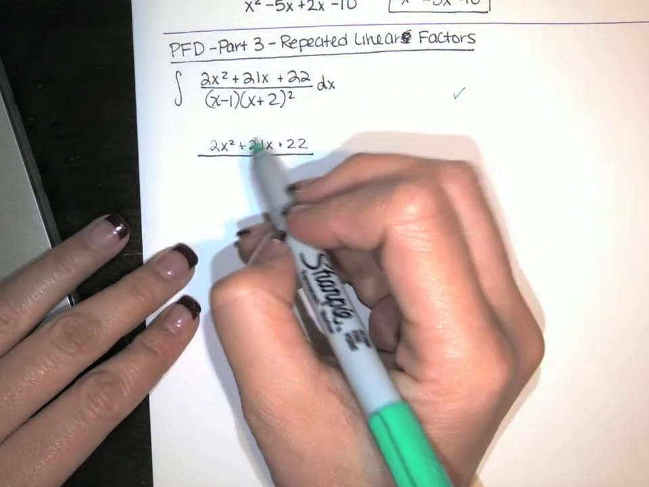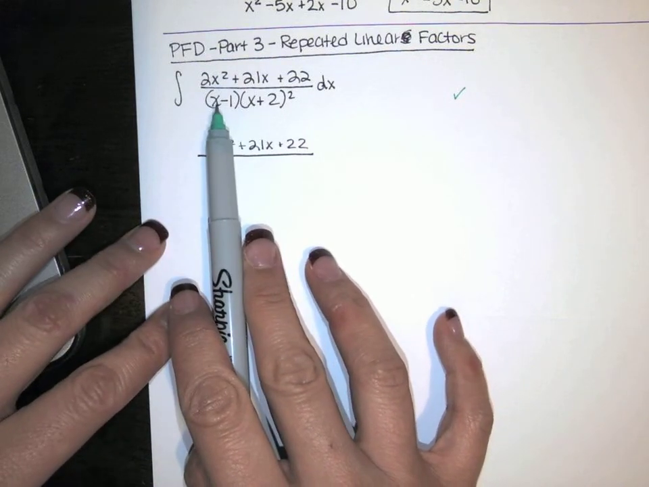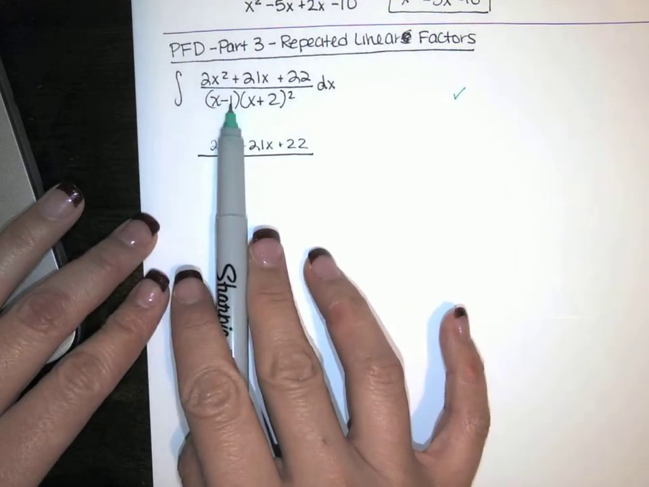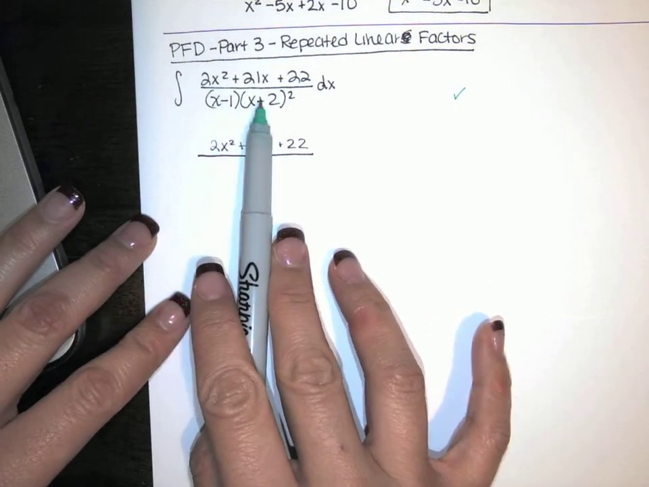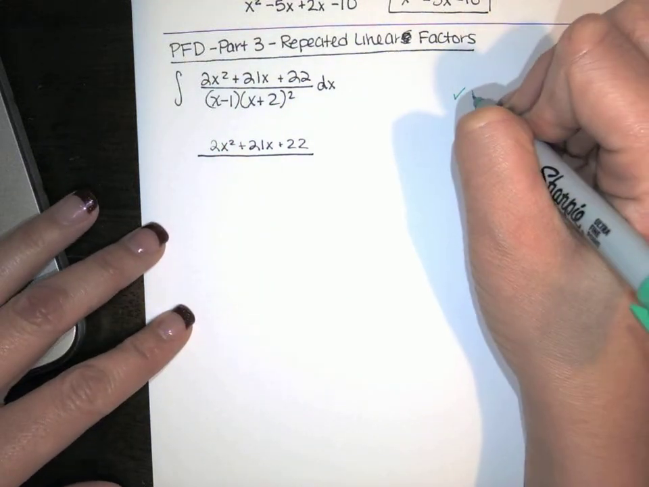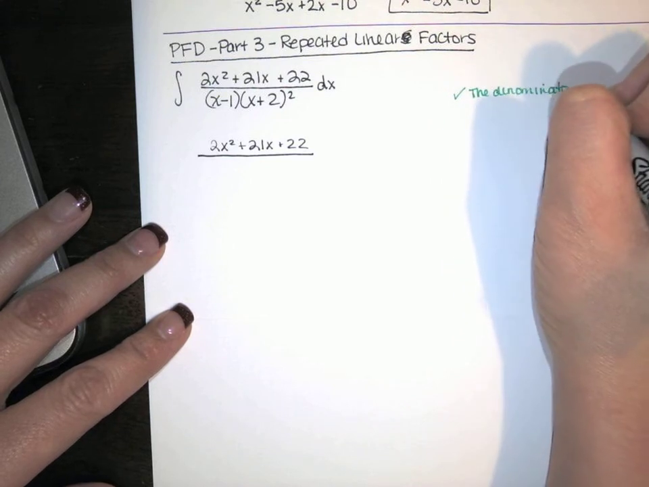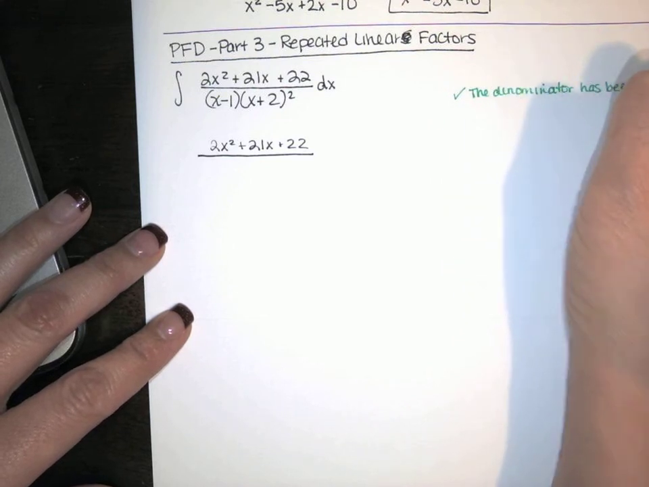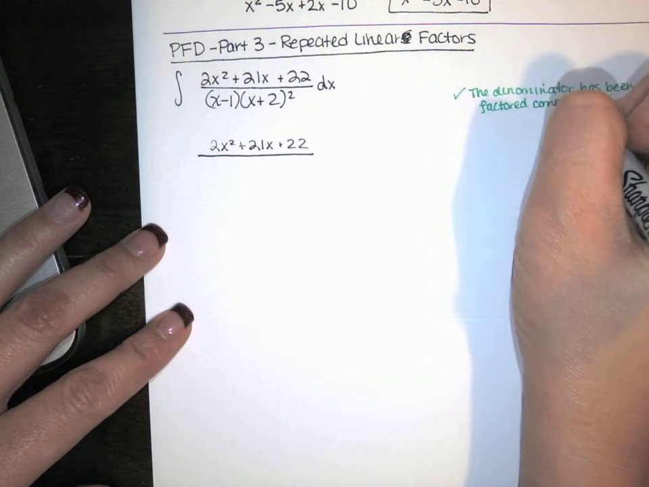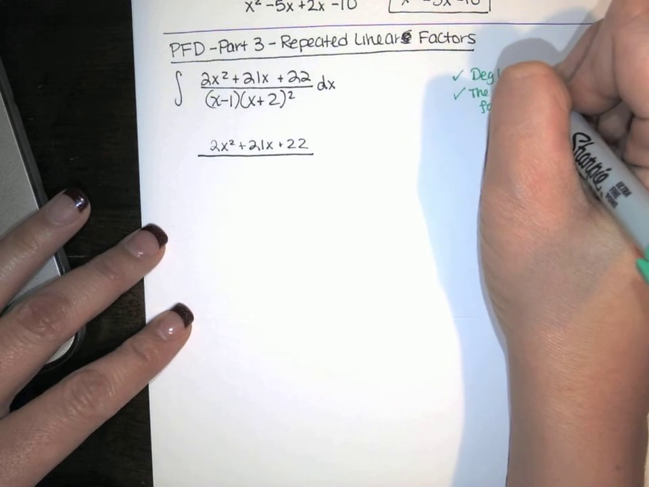And turns out this one's already factored as much as possible. Make sure you check the factors. Sometimes they'll leave part of it factored and then part of it needs to be factored further. X minus 1 doesn't factor, it's just a linear factor. And that is a linear factor squared. So this has already been factored. So we get to skip that step this time. That's nice. And we did check that the degree of the numerator is less than the degree of the denominator.